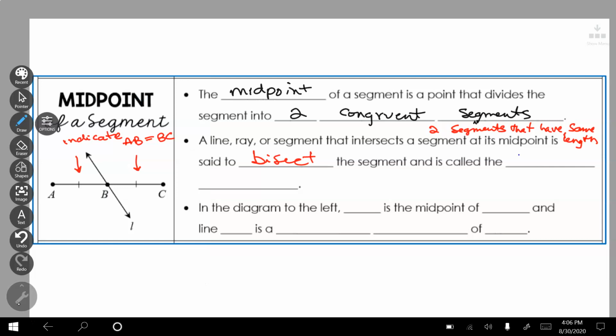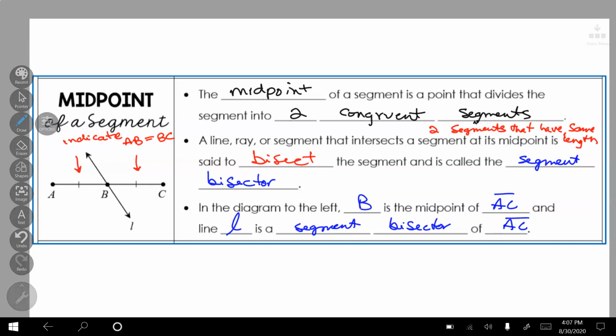And that is called a segment bisector. It cuts it in half. So on this diagram on the left, point B is the midpoint of that segment AC, and line L is the segment bisector of that segment AC. Okay? It doesn't have to cut it a certain way, it just has to go through the middle. You could trisect a segment and do all that, but we don't do that too often. We usually talk about segment bisectors.